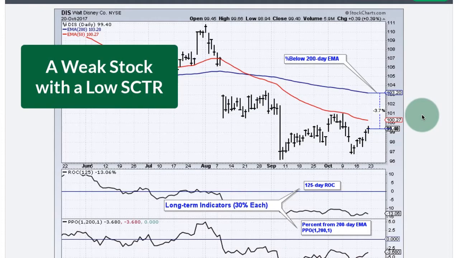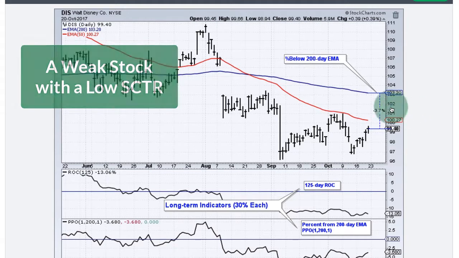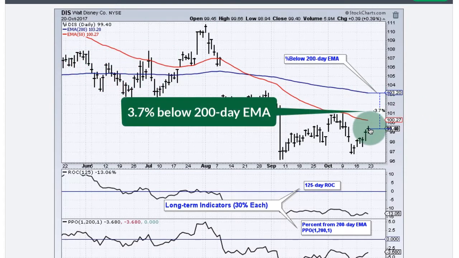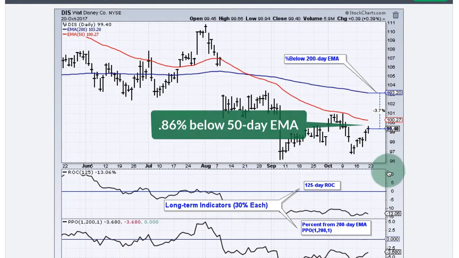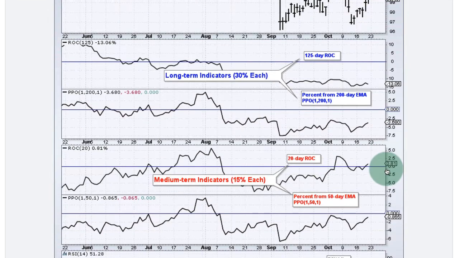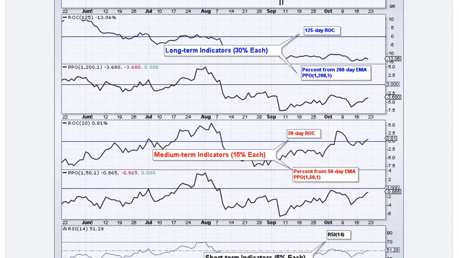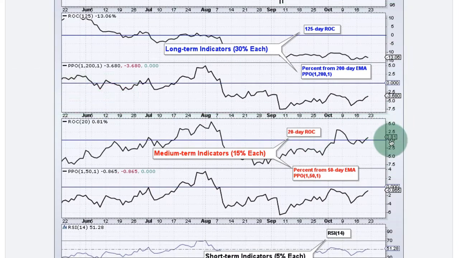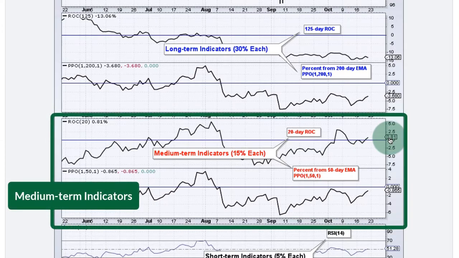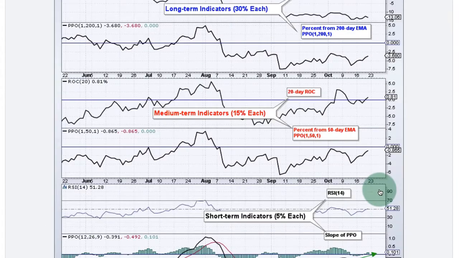Next up, we have Disney, and Disney has a scooter that is below 20. And you can see it's around 3.7% below the 200-day EMA. It's a little bit below the 50-day EMA there. And then when we group the indicators, you can see the 125-day rate of change is negative. Again, the 20-day rate of change is just barely positive, but that's a medium-term indicator. The percentage above the 50-day EMA is barely negative there.